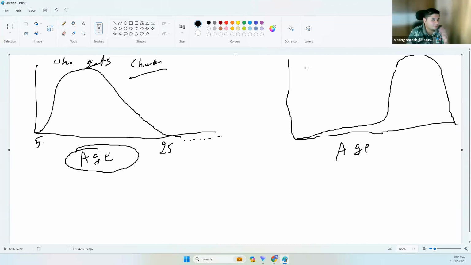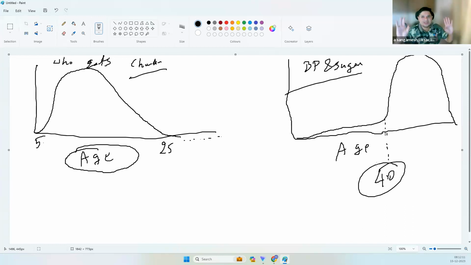Now let's have another observation. People who are having BP and sugar. Here what is happening is, normally people will not have these kinds of scenarios till they are 35, 40 years. Till 40 years, normally Indians won't have this kind of scenario. Once they cross 40, they tend to have all these kinds of problems.